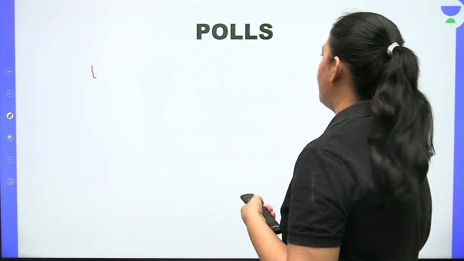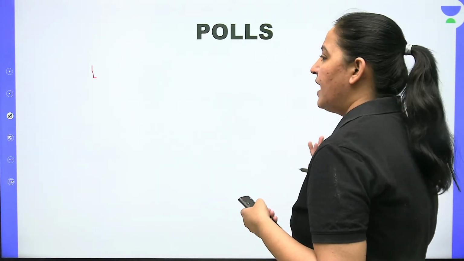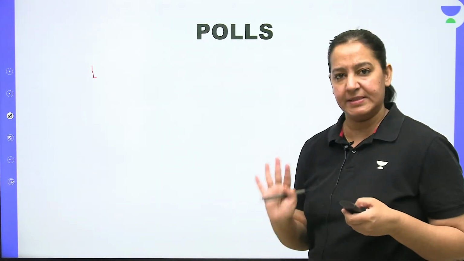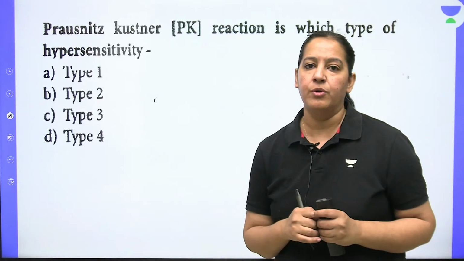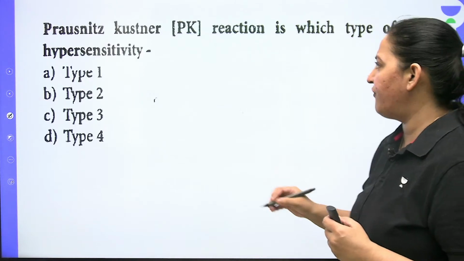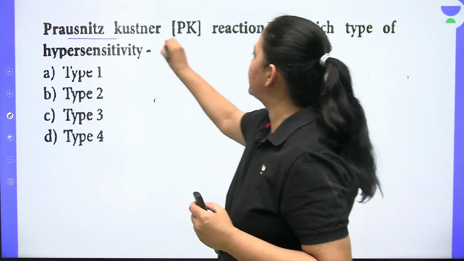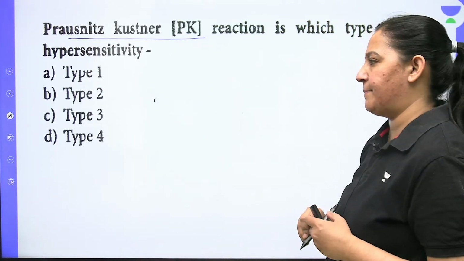Now we will do some questions based on that, and you have to write your answer in the chat box. I can see your chat. You have to tell me what is the correct answer. So this is the first question in front of you. You can see the 4 options. Let me read the question for you: Prausnitz-Küstner reaction is an example of which type of hypersensitivity?